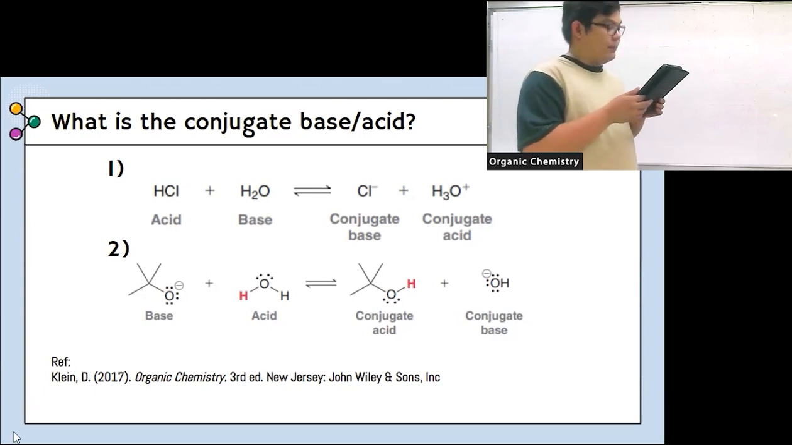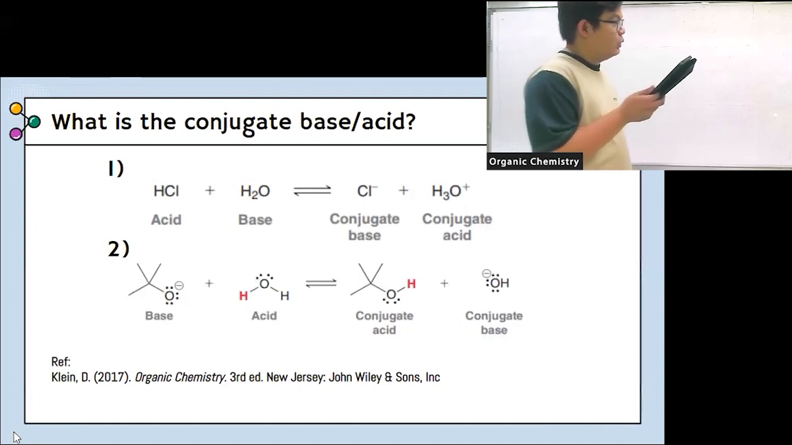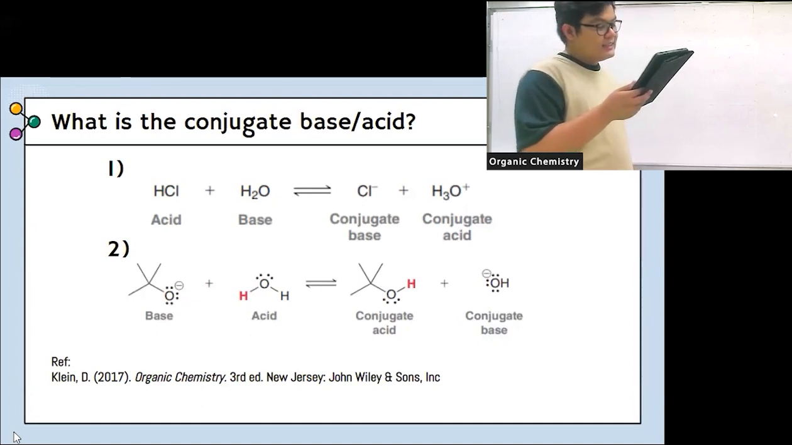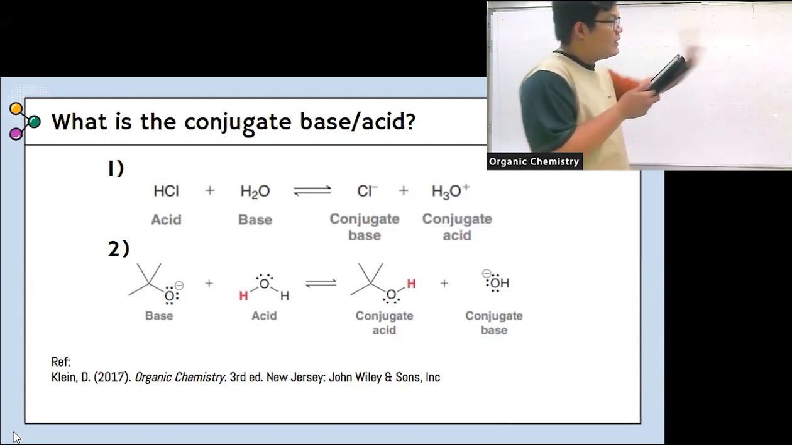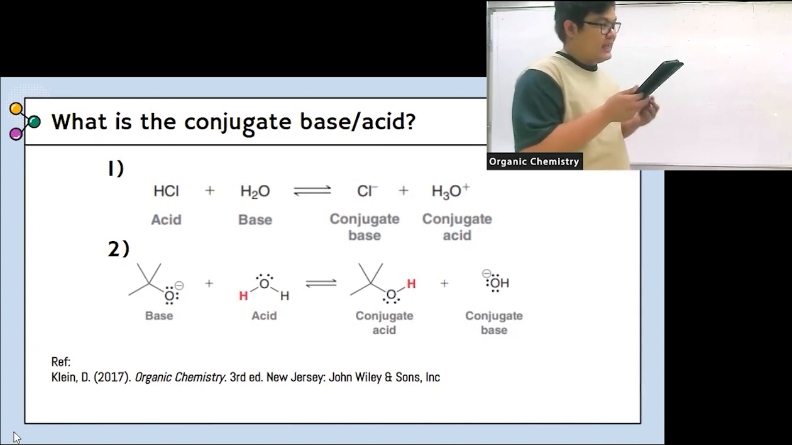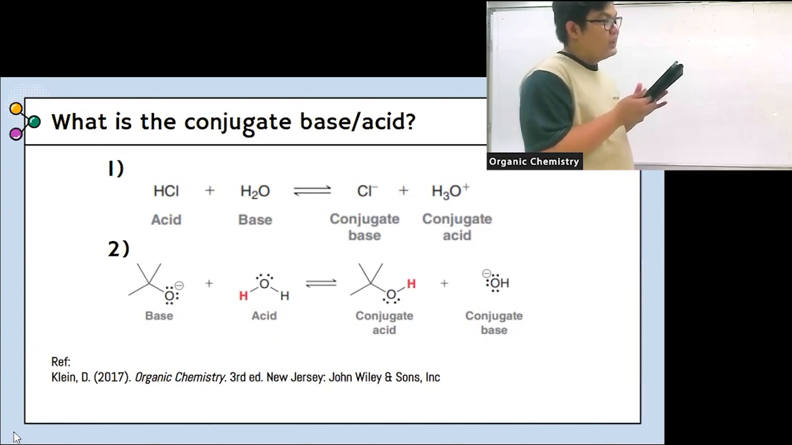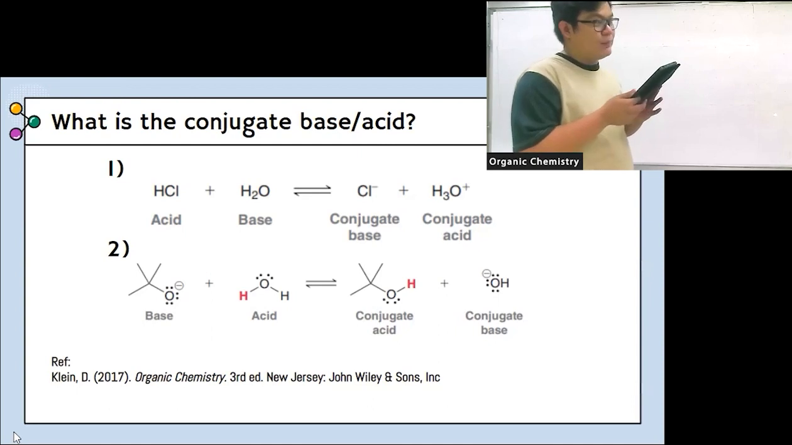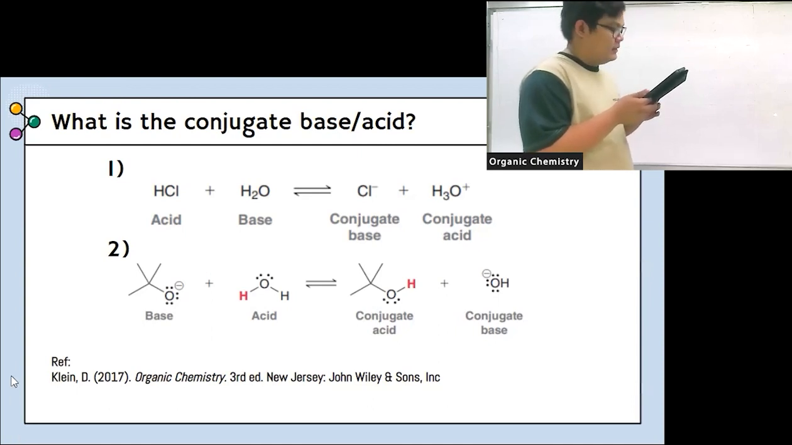So dito sa una, number 1, you have HCl plus H2O. Ang acid sa una ay yung HCl. Kasi dun sa right side of the equation, nakikita nyo, ang nagkakaroon ng proton or hydrogen atom ay yung H2O natin. So, siya yung base. Again, proton donor ay acid and proton acceptor ay base. For number 2 naman, we have here also the base.